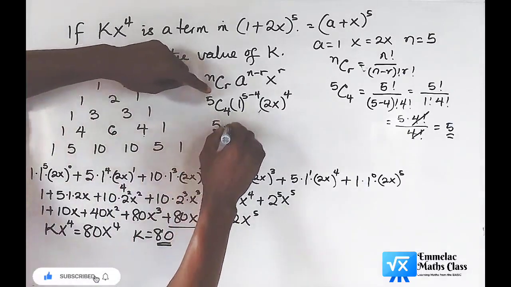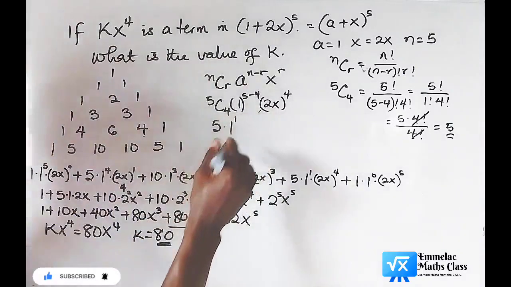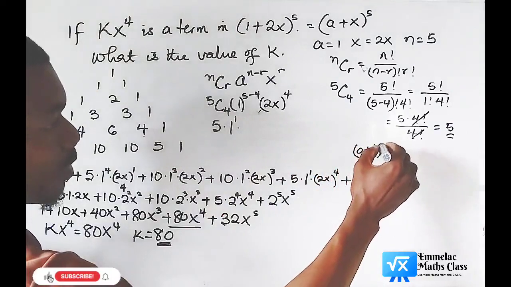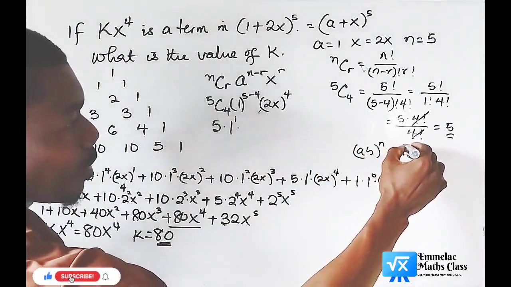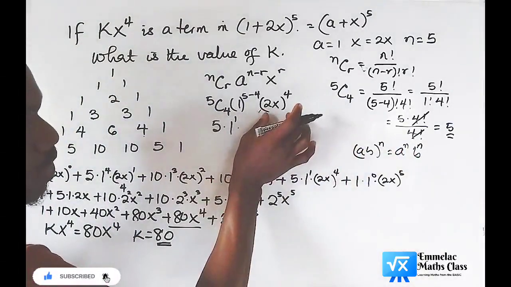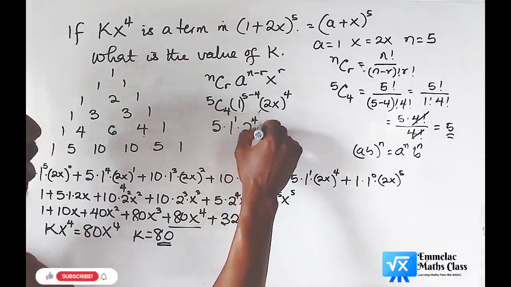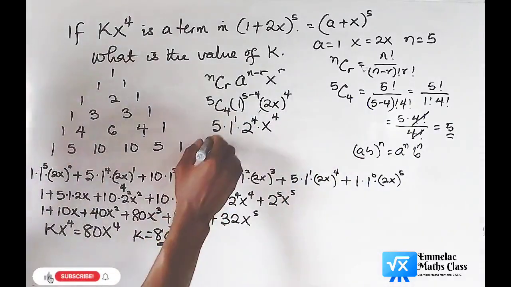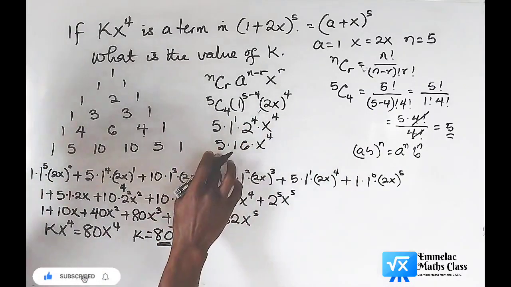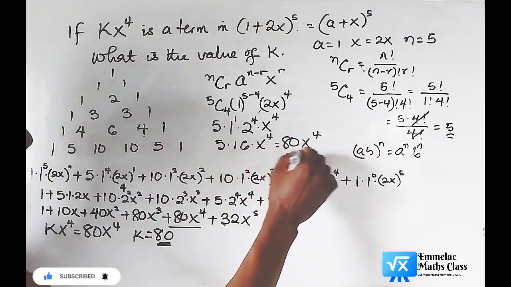5. Okay, so this whole expression here will give us what? 5. Then times 1 raised to the power of 5 minus 4 will give us what? 1. Then times, according to the law of indices, when you have a, b, all raised to the power of a number, it is a raised to the power of n, then b raised to the power of n. So now if you use this, here you have 2 raised to the power of 4 times x raised to the power of what? 4. So here you have 5 times 16 x raised to the power of 4. 5 times 16 will give us what? 80, then x raised to the power of 4.